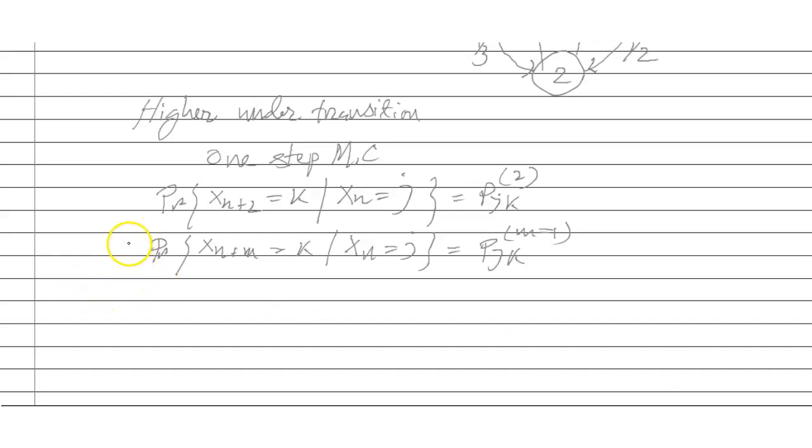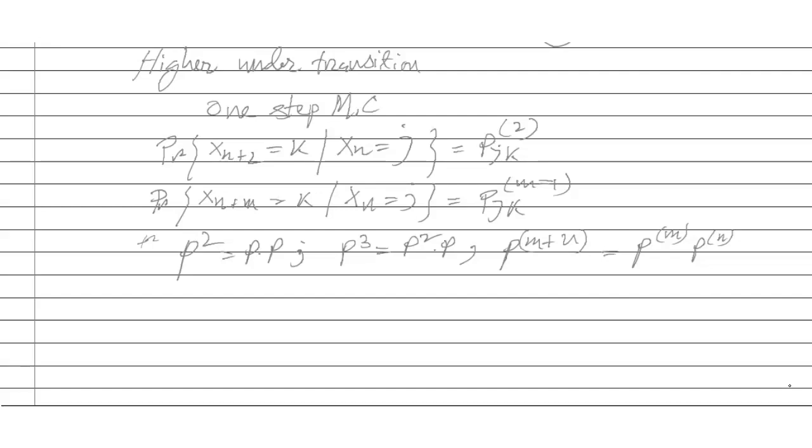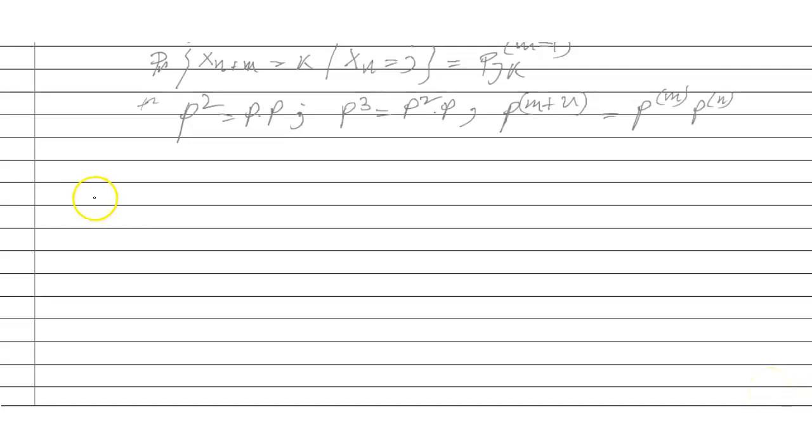So friends, P squared is equal to P dot P, and P cubed is equal to P squared dot P. And P to the power m plus n is equal to P to the power m times P to the power n. Now we will discuss some questions, to find out how I can find the two step, the higher order transitions.